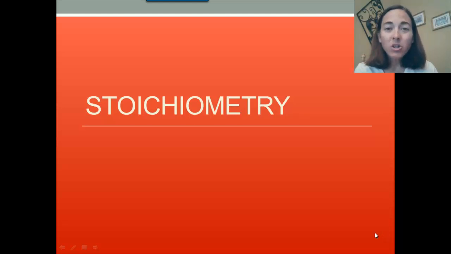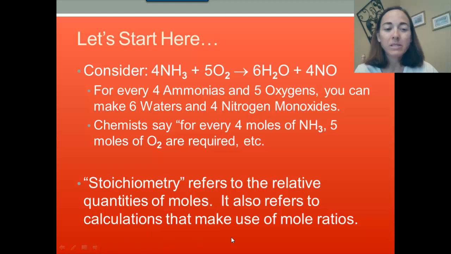We're going to start learning about stoichiometry. So I think what I want to do is go ahead and start working some examples for you, and that'll show you best what this word means. Look at this balanced equation at the top of the page. The way that we understand this is that for every 4 NH3 or ammonia molecules, you react with 5 oxygen molecules, you're going to make 6 waters and 4 NO or nitrogen monoxides.